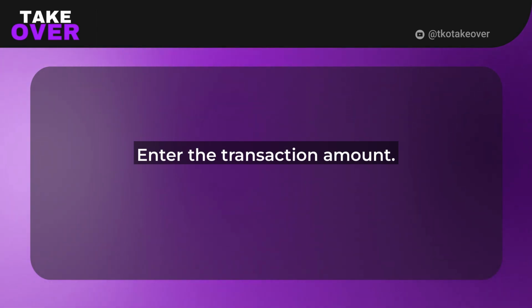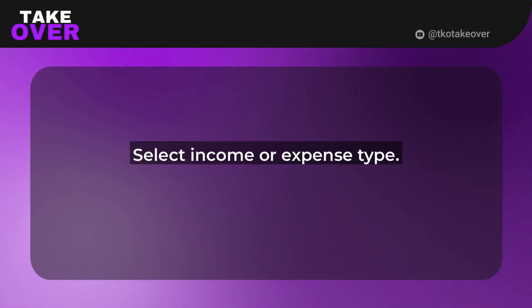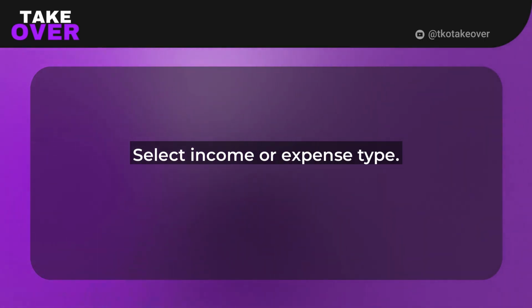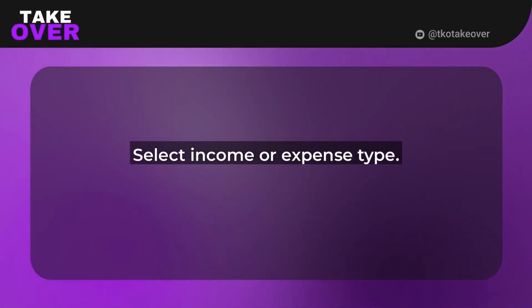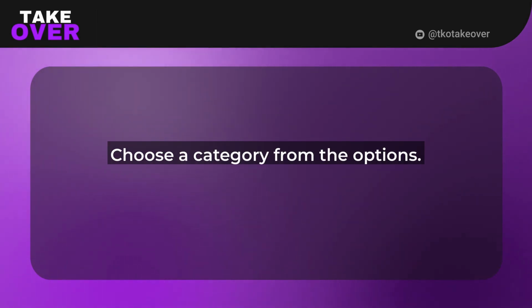Then, choose a category from the drop-down menu. Options include groceries, utilities, entertainment, or even custom ones you've set up. Don't forget to pick the date if it's not for today, and add a quick note if you want to remember the details, like lunch with friends. Once everything looks good, hit the Save or Add Transaction button, and voila, your transaction is recorded.